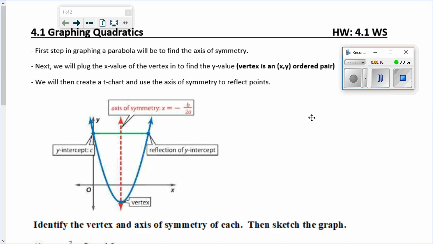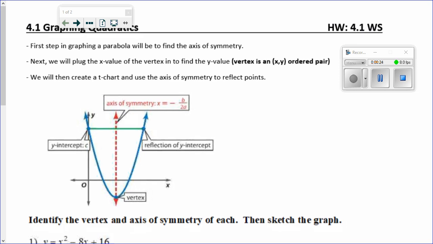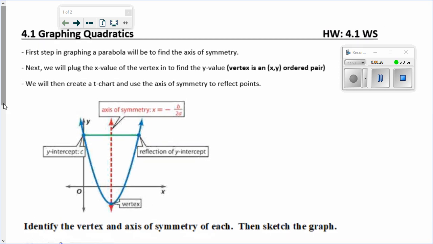The first step in graphing a parabola will be to find the axis of symmetry. Okay? We're looking for the axis of symmetry, which, if you're looking at this example we have, is a parabola, obviously U-shaped. The axis of symmetry is that vertical line that goes through the parabola and cuts it in half. And there's a formula for the axis of symmetry: x equals negative b over 2a. We'll be using that to find it.